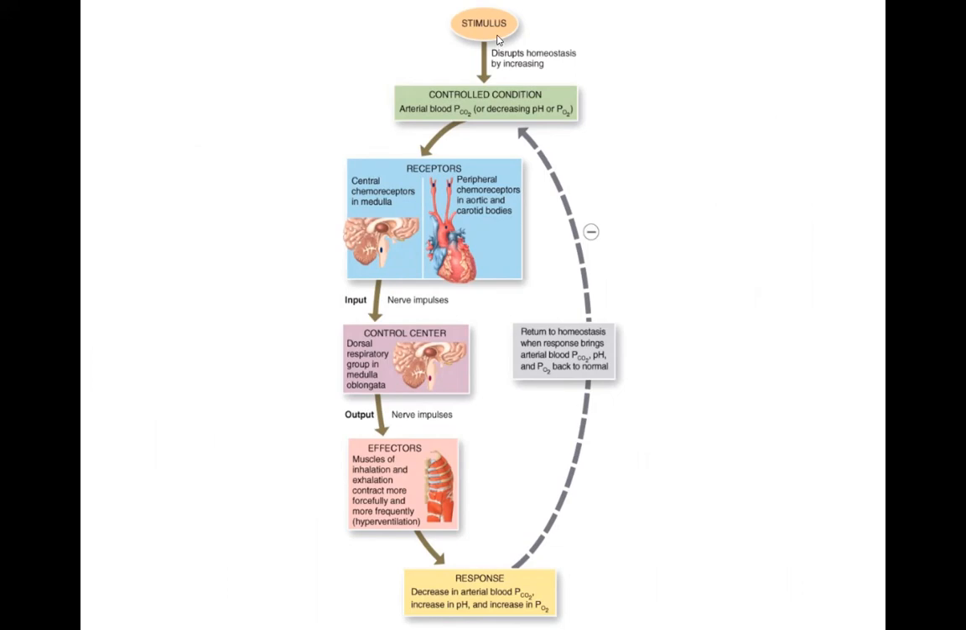We have some type of stimulus, doesn't really matter what it is, that disrupts homeostasis by causing arterial PCO2 to increase, or by decreasing pH or PO2. This triggers both the central and the peripheral chemoreceptors, which result in input to the brain, especially the medulla, which triggers output signals that go to our breathing muscles, the diaphragm and the intercostals. We breathe more rapidly, which helps us blow off the CO2, breathe in more O2, and helps elevate our pH. And it's a negative feedback, where we're opposing that change and hopefully going back to normal.